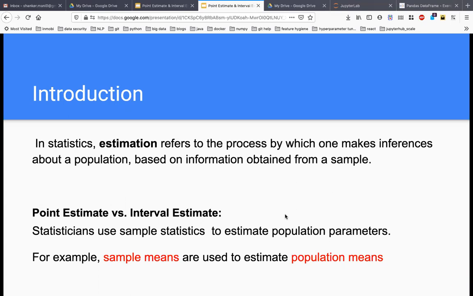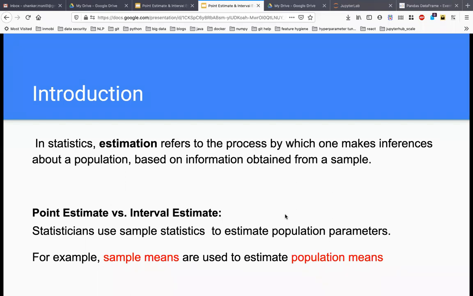So after that we are discussing point estimate and interval estimate. So we'll use those concepts again now. In statistics, estimation refers to the process by which one makes inferences about a population based on the information obtained from a sample. So, point estimate versus interval estimate.